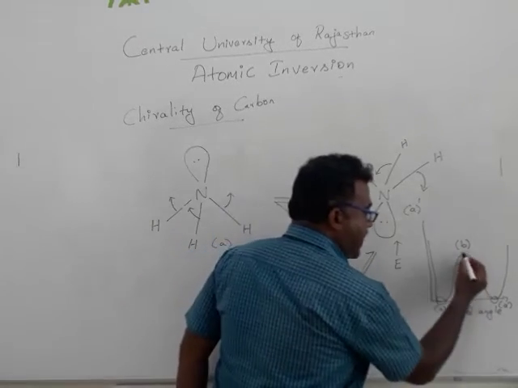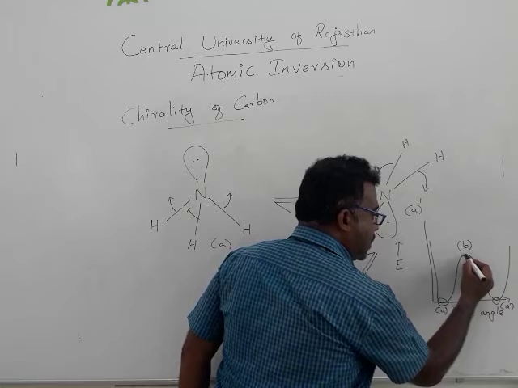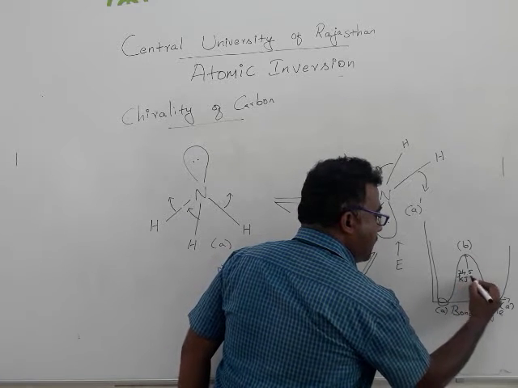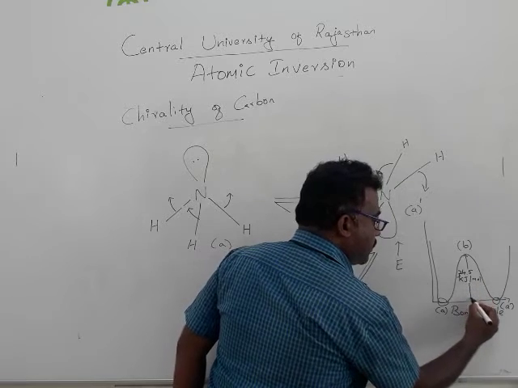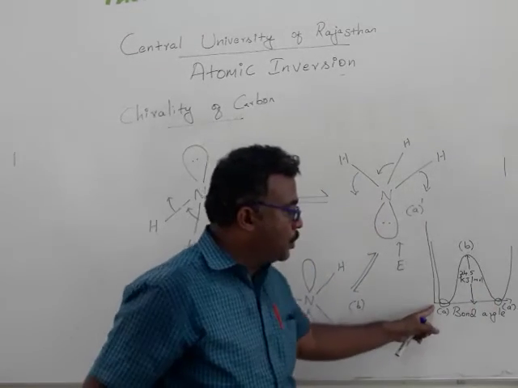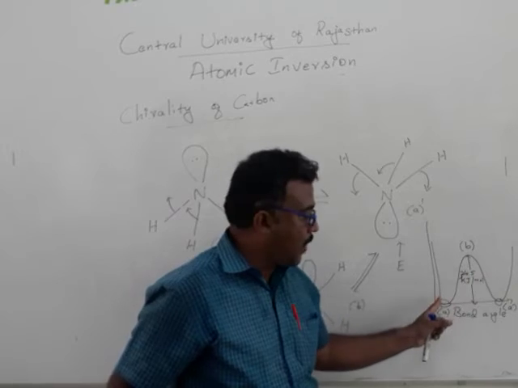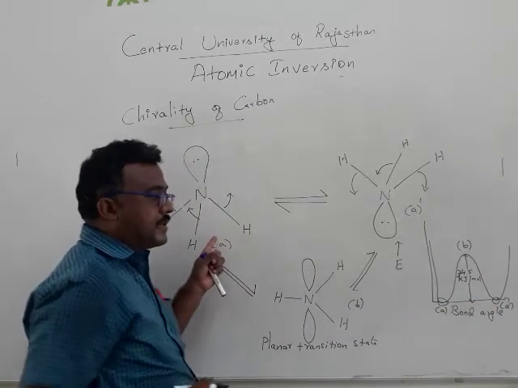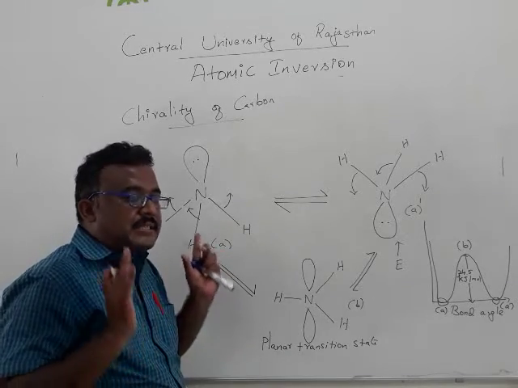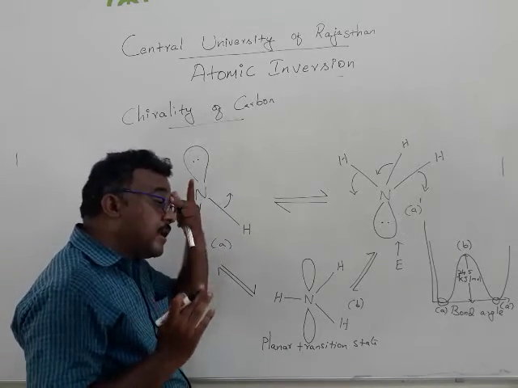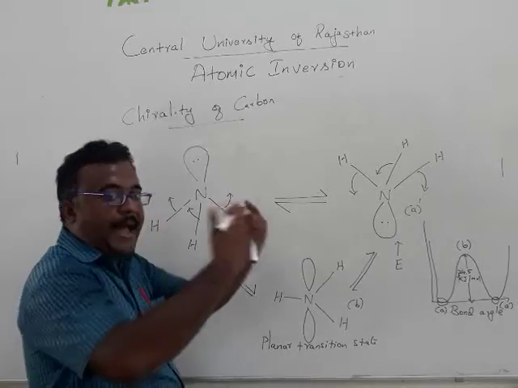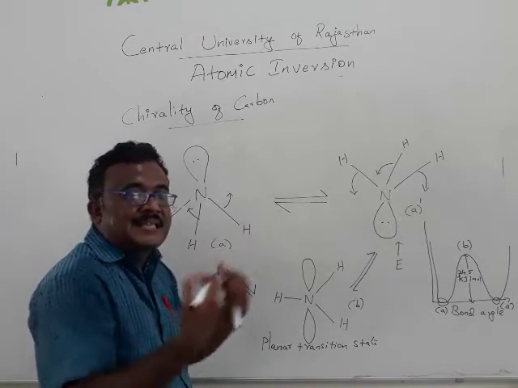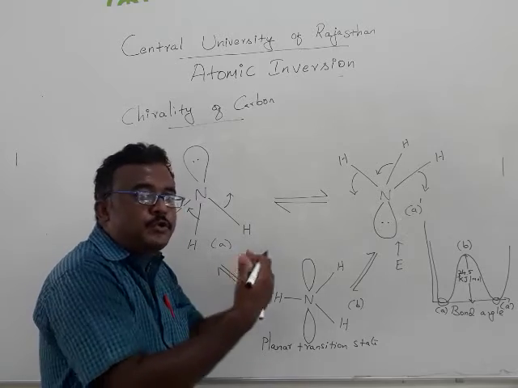So the energy difference between these two is 24.5 kilojoule per mole. For one form to go to another form, one configuration has to convert to the other. That means it's like the ammonia turning out: the hydrogen atoms are moving back and forth simultaneously. It's a kind of mutual motion.